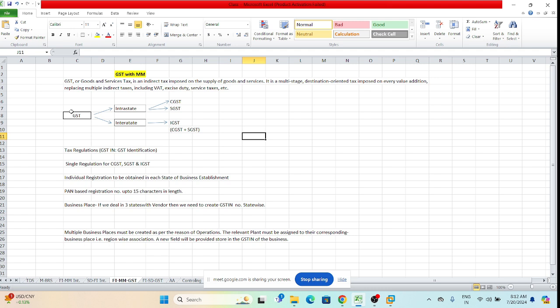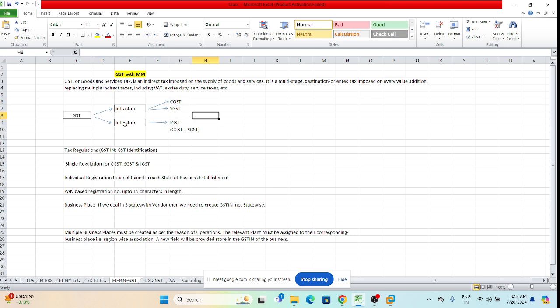What are the types of GST? Intra-state and interstate: IGST, SGST, CGST. Intra-state means within the state. Let's suppose any state, like Telangana. Within the state, if a transaction happens, then two GSTs will be calculated: Central GST and State GST.